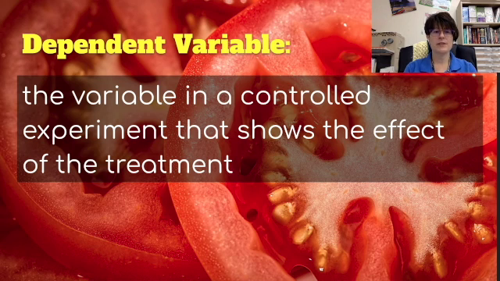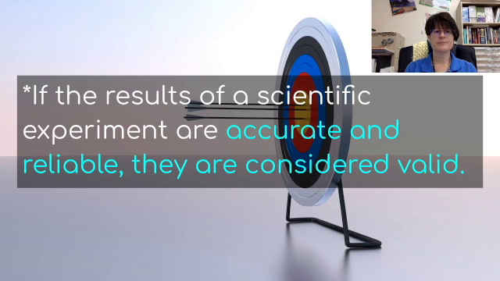And then there's a dependent variable. This is the variable in a controlled experiment that shows the effect of the treatment. This is what we're measuring. So after we treat it with the independent variable, we're going to cut open the control group tomatoes. We're going to cut open the experimental group tomatoes and see if there's a difference between them, a measurable difference. Maybe we've injected something into the tomatoes that we think is going to affect taste. So we'll taste the tomatoes, or maybe it's how long they last. So we're looking to see what happens. Now, if the results of a scientific experiment are accurate and reliable, they are considered valid.